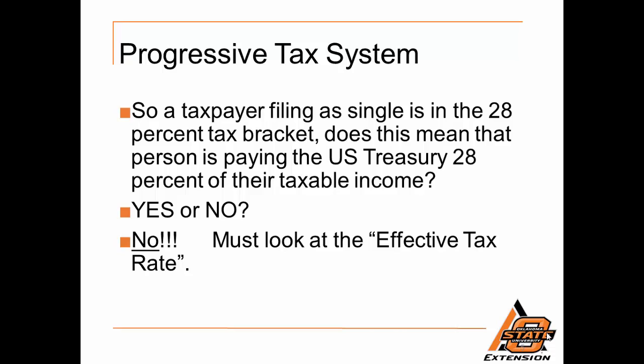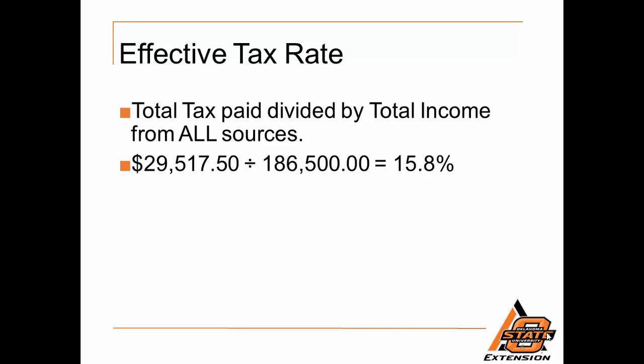You have to look at the effective tax rate. Since those are marginal tax rates, you have bracket creep, which explains why the effective tax rate must be looked at. The first part of your taxable income is taxed at 10%. We move up through the system.